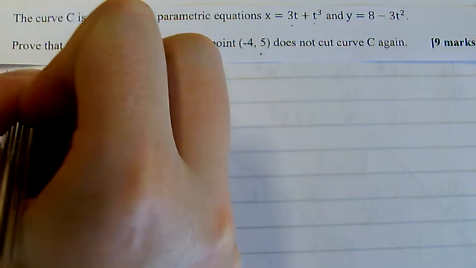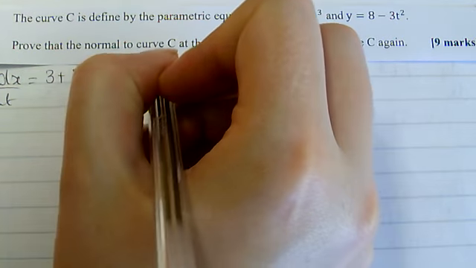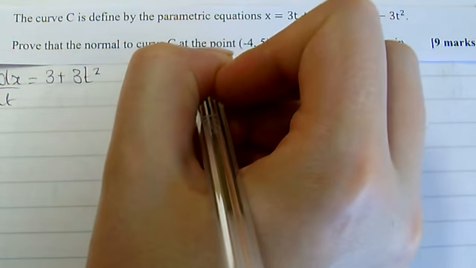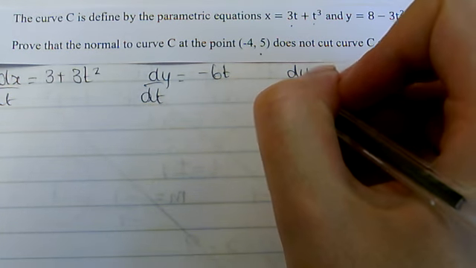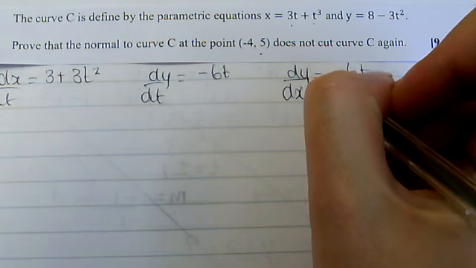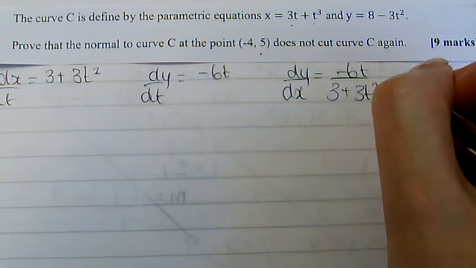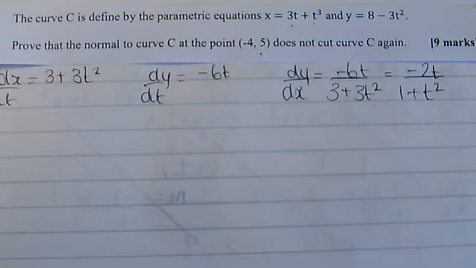dx by dt is 3 plus 3t squared. dy by dt equals minus 6t. So dy by dx is minus 6t over 3 plus 3t squared, which is minus 2t over 1 plus t squared.